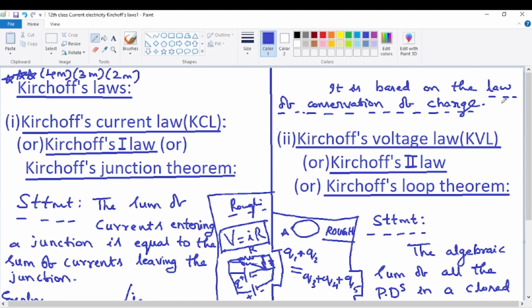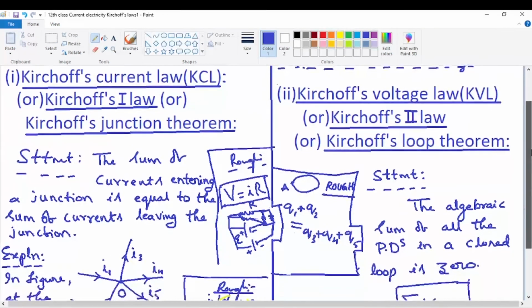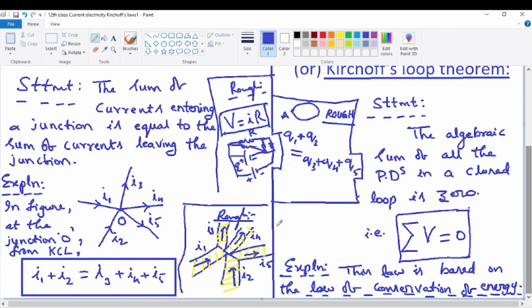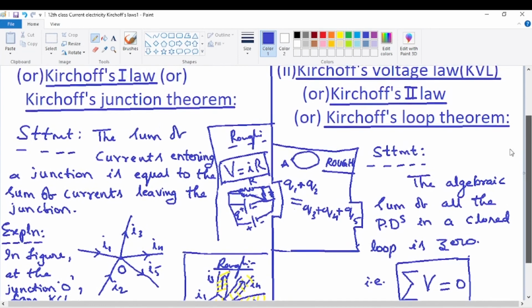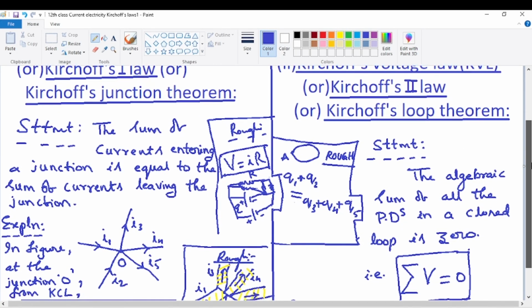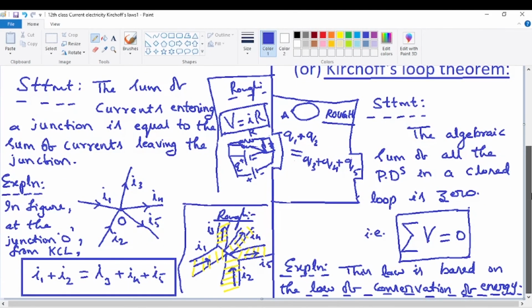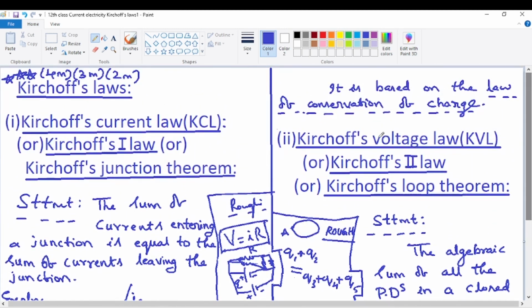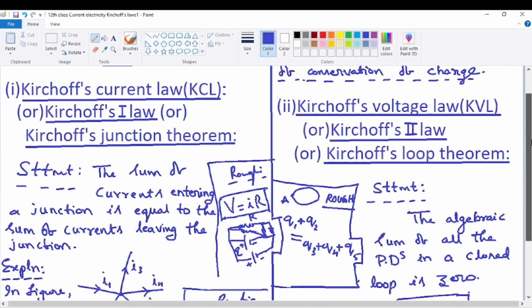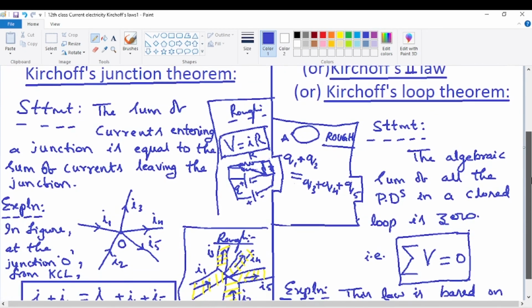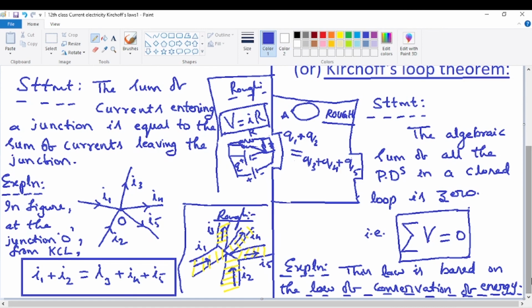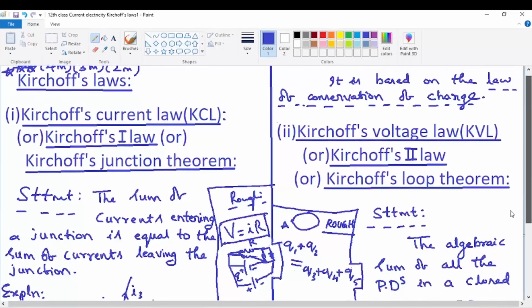Everything I kept as it is during the explanation: diagrams, equations, everything. The only thing is that between the diagram and the heading, I filled up the gap. That is the statement: the sum of currents entering the junction is equal to the sum of the currents leaving the junction. From the figure at the junction, applying the law, we get this equation. It's based on the conservation of charge. Next, the second law, Kirchhoff's voltage law: first statement, next equation, next explanation, based on the law of conservation of energy. So this is the running notes page.